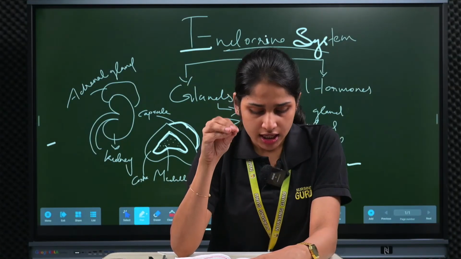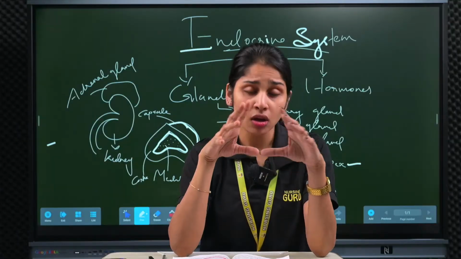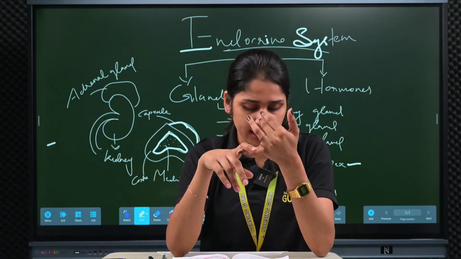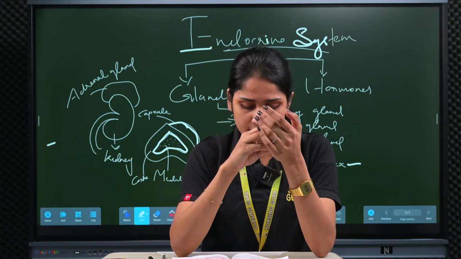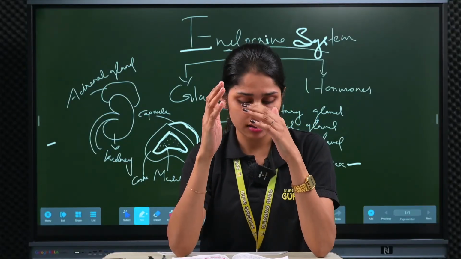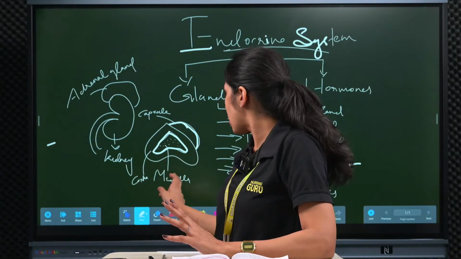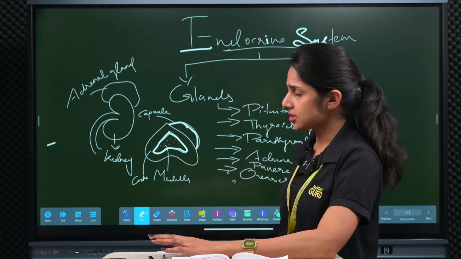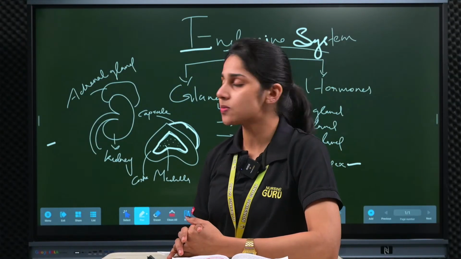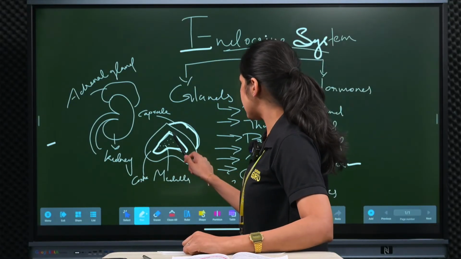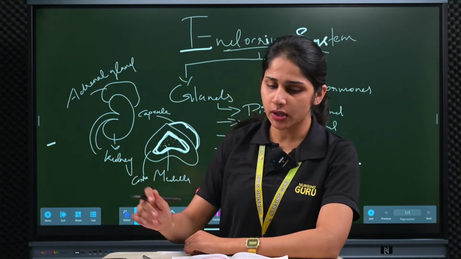In zona fasciculata, the cells are arranged in long, straight columns, and it secretes the glucocorticoids. The third one is zona reticularis, the innermost zone, made up of cells arranged in branching cords. That's regarding the adrenal cortex, the outer surface. Next is the inner part, the adrenal medulla. This region is present in the center and is the smaller one.